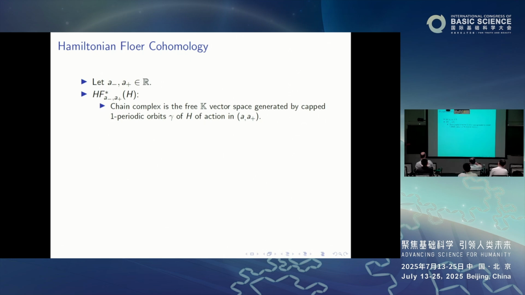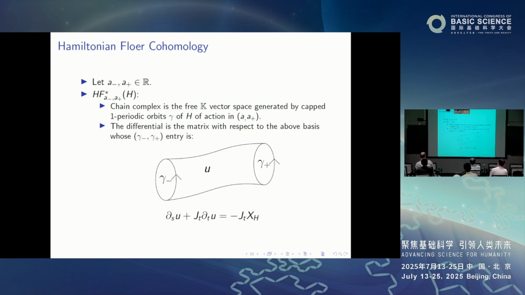And then I need a differential. The differential is a matrix with respect to this basis, and the entry counts solutions of this equation, cylinders connecting these orbits. And this is a hard equation to solve explicitly, so you have to use indirect methods to do any sort of computation. Okay, so that's Hamiltonian Floer cohomology in the action interval A minus A plus.